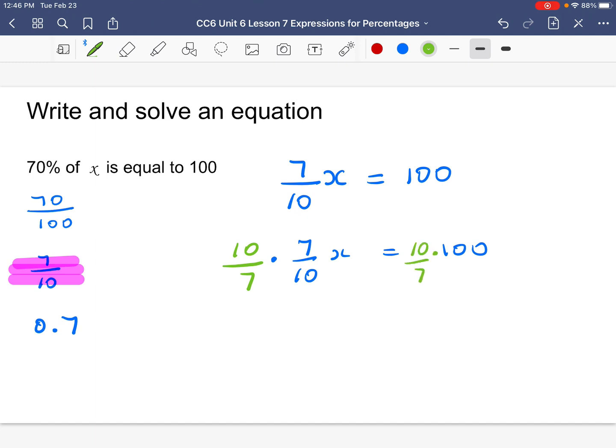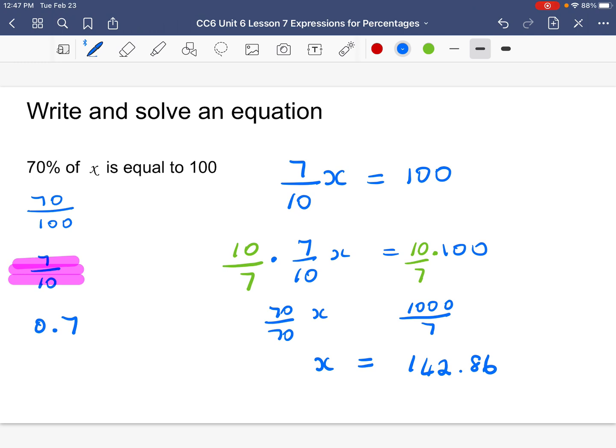10/7 times 100. And now when I multiply 10 over 7 times 7 over 10, I get 70 over 70 x, and 70 divided by 70 is 1. So that's x equals 10 times 100 is 1000 divided by 7. And I get 142.86 when I round it. I'm going to leave it with 2 decimal places. So the number is 142.86.